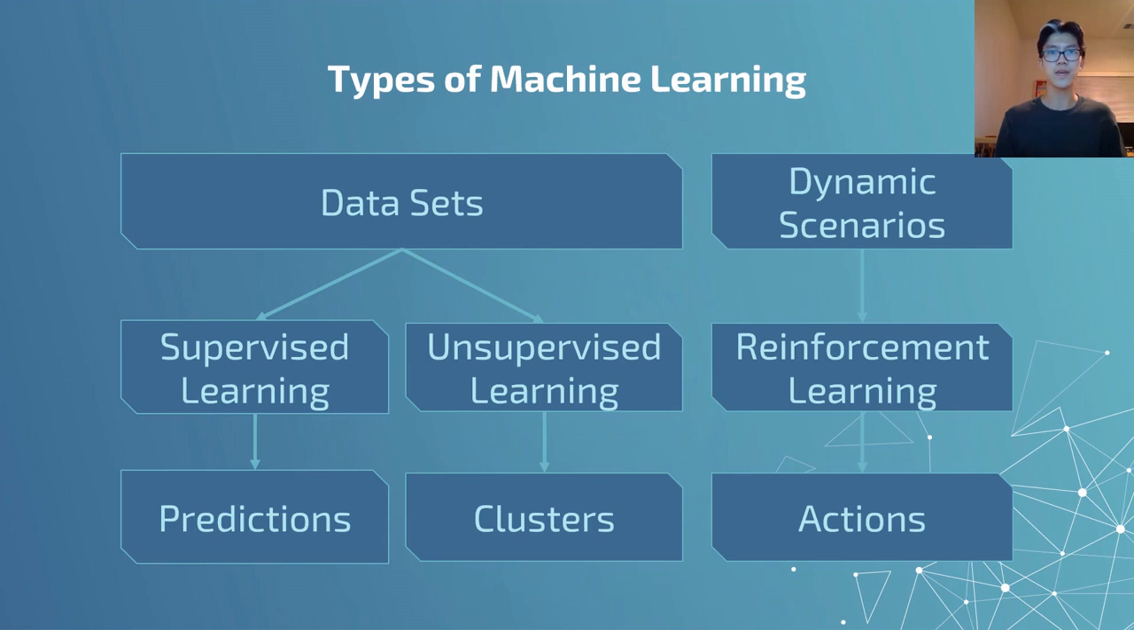Now, on the other hand, you have actions, which can be a result of reinforcement learning algorithms. In this sense, you can think of an AI playing chess or an AI playing Snake, where you have a dynamic scenario where there isn't necessarily a data set, but still there's an algorithm that learns how to best optimize that scenario. And so instead of predictions or clusters being returned, you have actions.